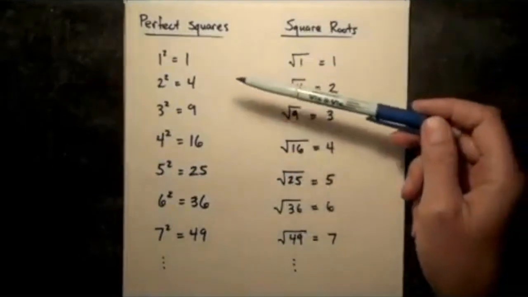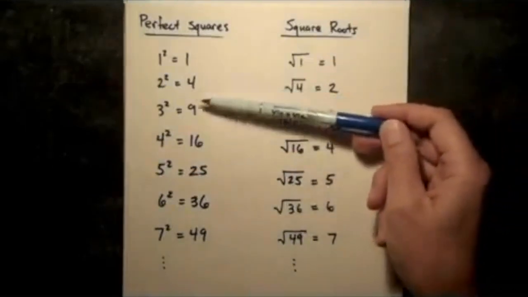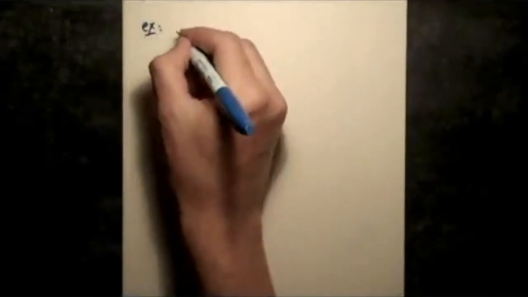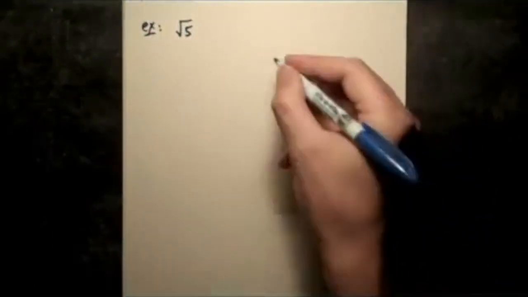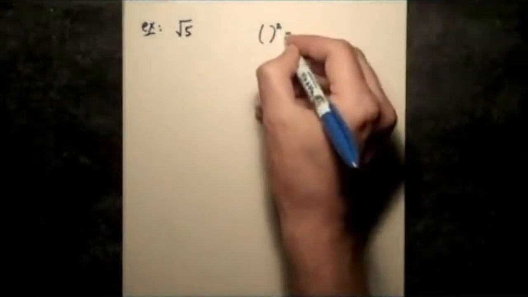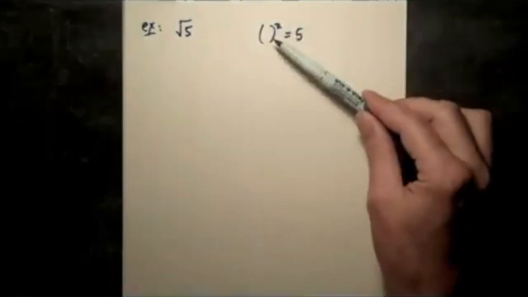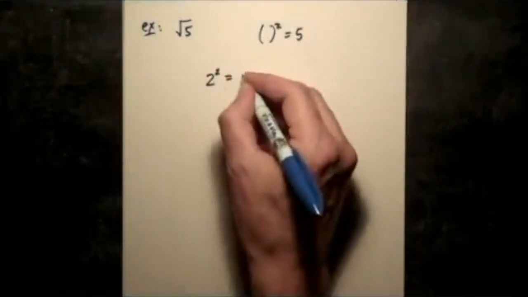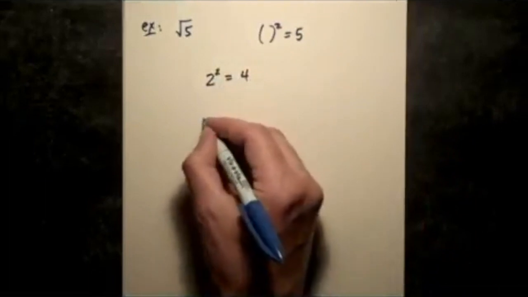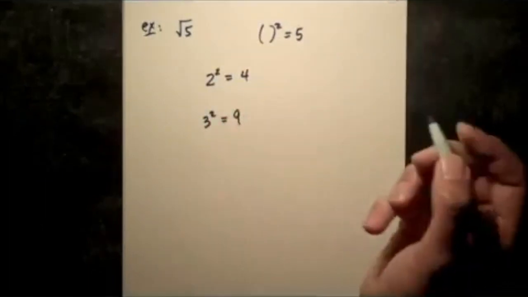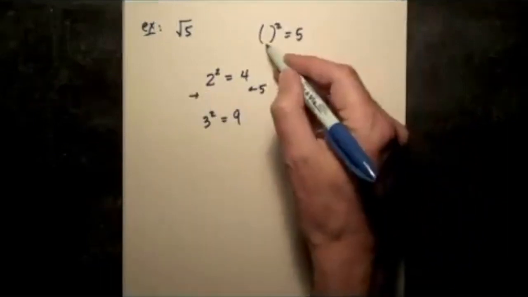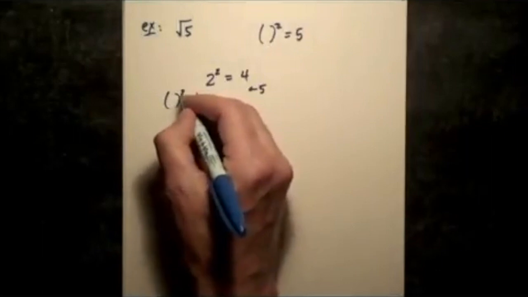So what happens if we try to take the square root of a number that's not a perfect square, something not in this list? For example, the square root of 5. We ask ourselves what squared is equal to 5, and we're not going to get a nice whole number this time. A little trial and error will show us that 2 squared is 4, 3 squared is 9. Since 5 is in between 4 and 9, our square root is going to have to be between 2 and 3.